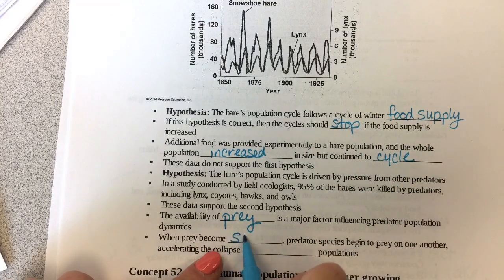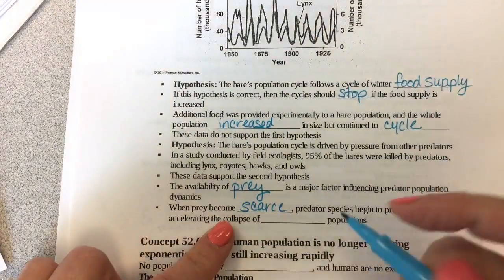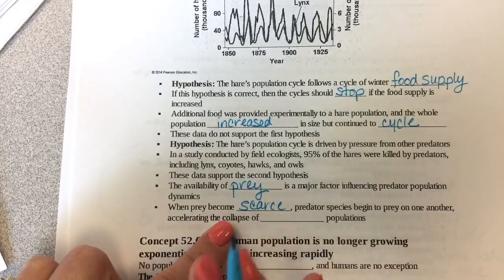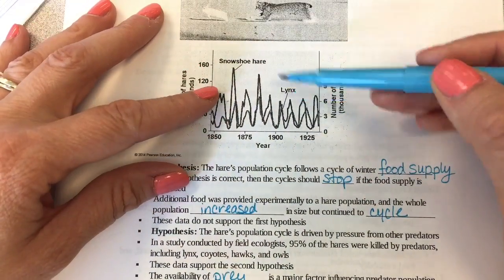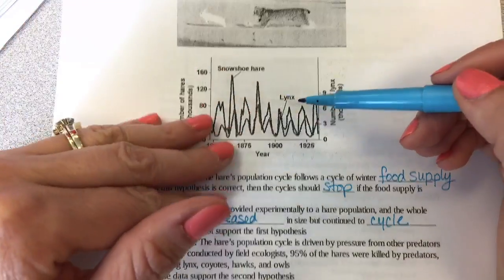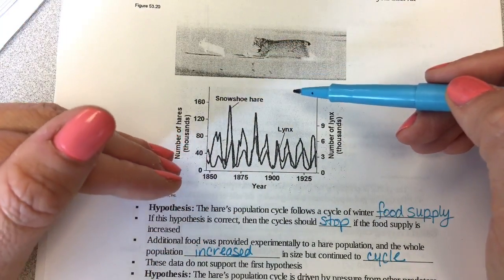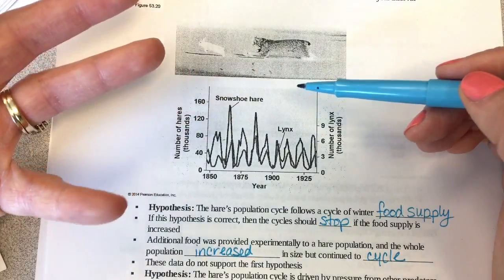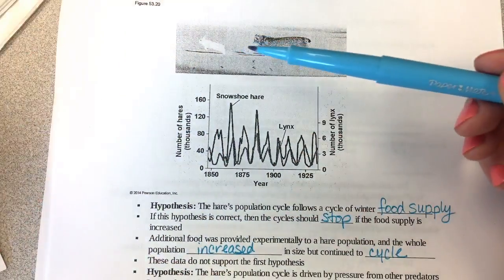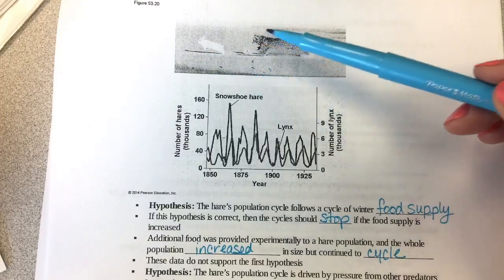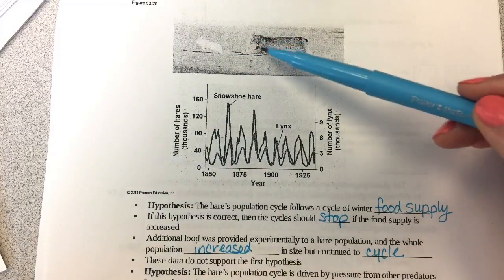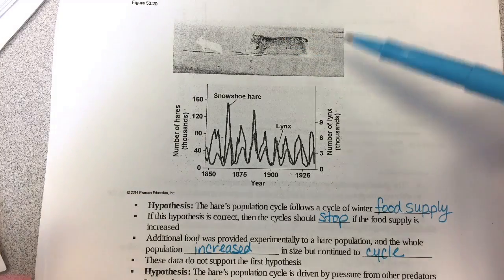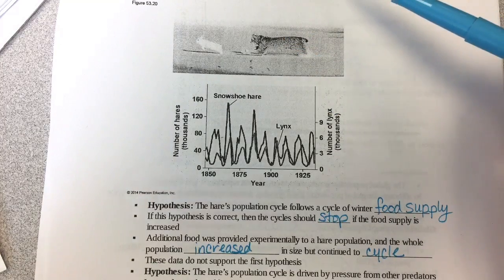When prey becomes scarce, predator species begin to prey on one another, especially if they feed on just one organism. So up here, the lynx's main diet is snowshoe hare. In the Arctic ecosystem, there is very little diversity in the types of organisms. So if the hare, which is the main diet of the lynx, goes down in number, then the lynx don't have other organisms that they can draw on to eat for energy and so on.